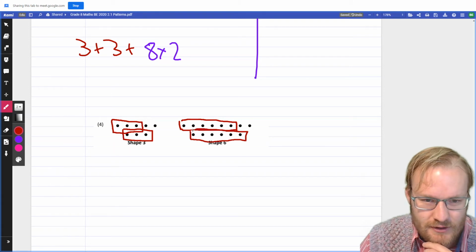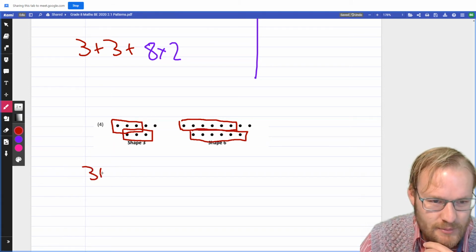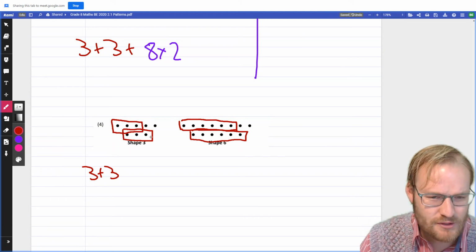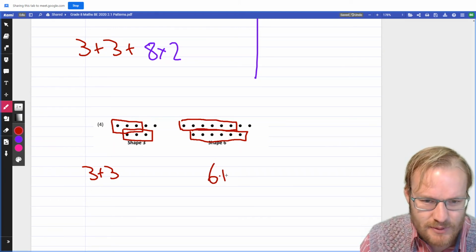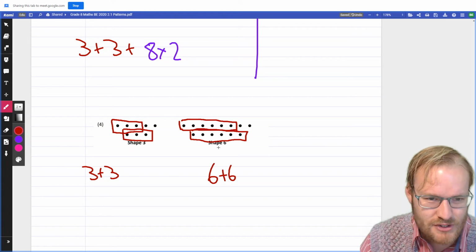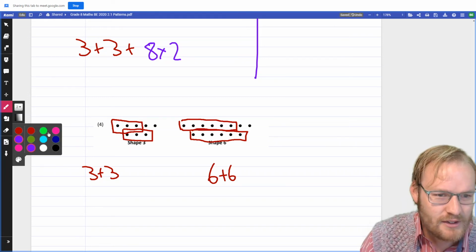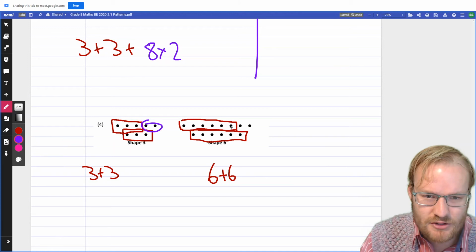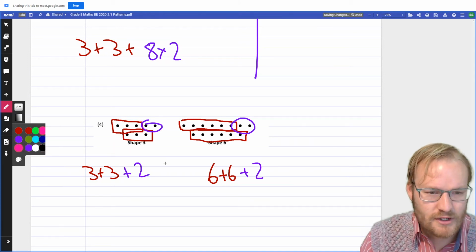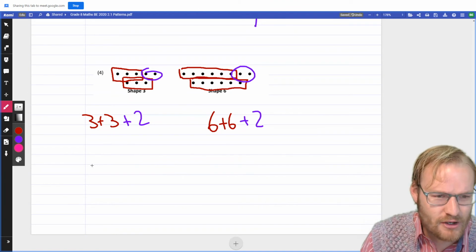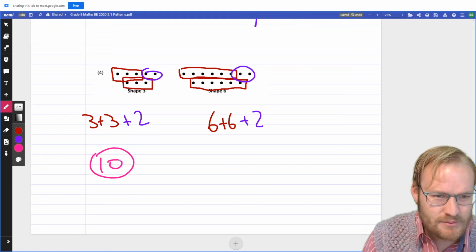Okay. So in this one I had 3 plus 3. In fact, I had these 2 groups of 3. And in this one I had 6 plus 6. So it looks like it's just going to be the shape number. And then each time I just added these 2 on. So I went plus 2, plus 2. So if we did that deconstruction fully, what would it look like for shape 10? Well, it looked like 3 plus 3, so I'd go 10 plus 10.